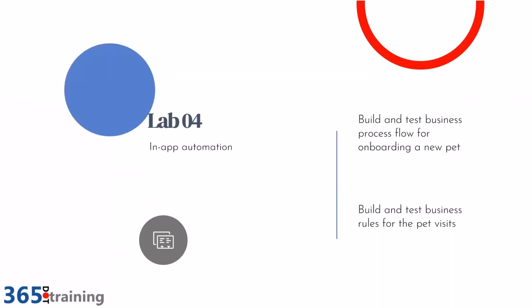Lab 4, you're going to create a new pet onboarding business process flow so that you've got those steps for the office staff to take when they're bringing on a new pup to join the Happy Tails family. And then you'll be building and testing business rules for the pet visits. You'll be testing that business process flow as well.